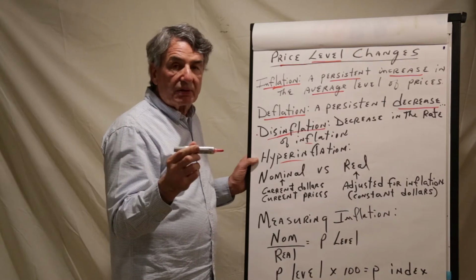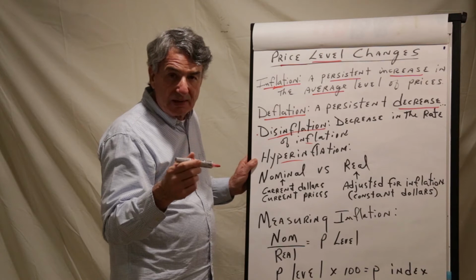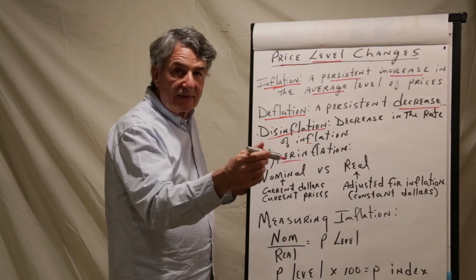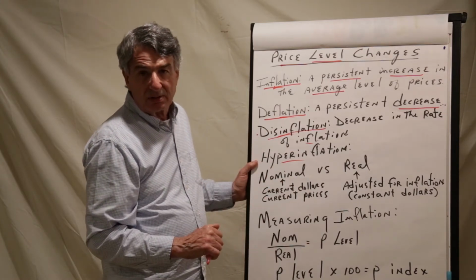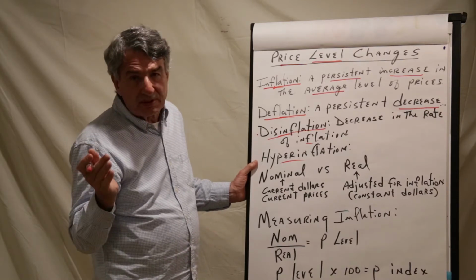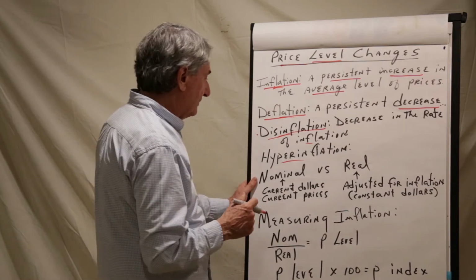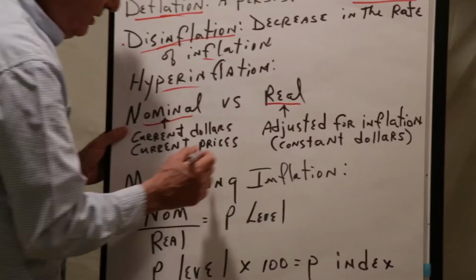Wives of factory workers would come to the factory gates, and the factory workers would be paid 2 or 3 times a day, and they would take their money to their wives so that the wives could go and spend it before it lost all its value. That's hyperinflation. I've read that it's something over 300% per year, but the real big hyperinflations are even greater than that.